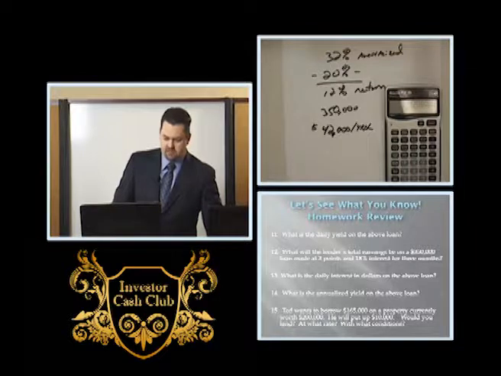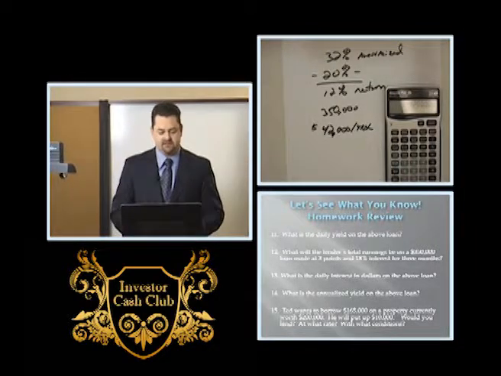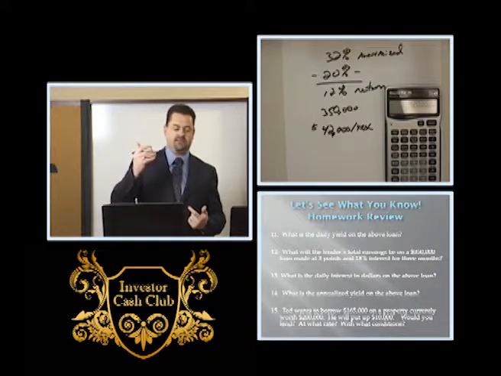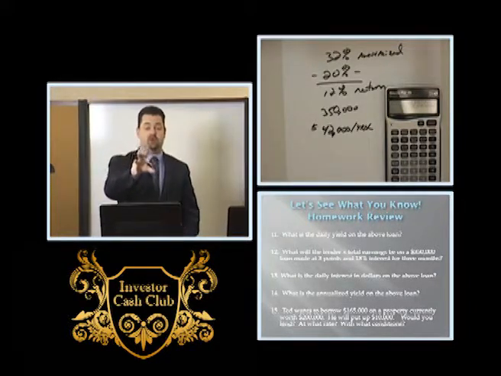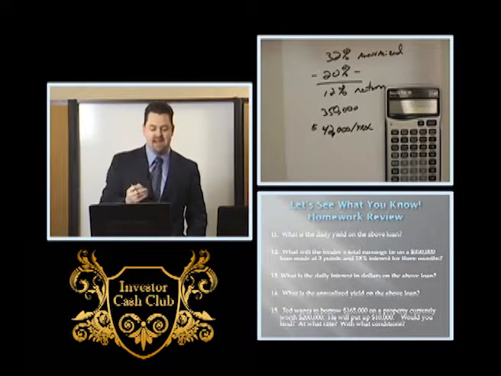Ted wants to borrow $165,000 on a property currently worth $200,000. He will put up $10,000. What would you lend at what rate and with what conditions? Now, this is one you all need to be thinking about, because this is putting it back in your court. So what are you going to charge Ted?